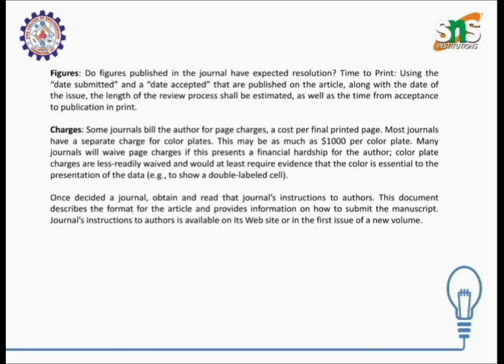Once you decide on a journal, obtain and read the journal's instructions to authors. This document describes the format for the article and provides information on how to submit a manuscript. One can usually obtain a copy of the journal's instructions to authors on its website and or in the first issue of a new volume.